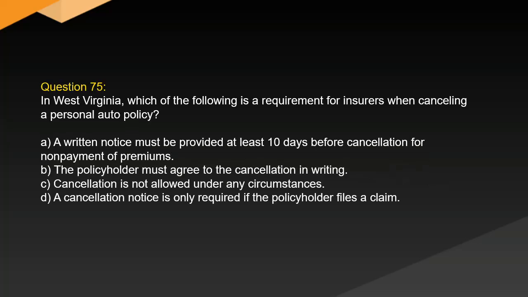Question 75. In West Virginia, which of the following is a requirement for insurers when canceling a personal auto policy? A. A written notice must be provided at least 10 days before cancellation for non-payment of premiums. B. The policyholder must agree to the cancellation in writing. C. Cancellation is not allowed under any circumstances. D. A cancellation notice is only required if the policyholder files a claim.